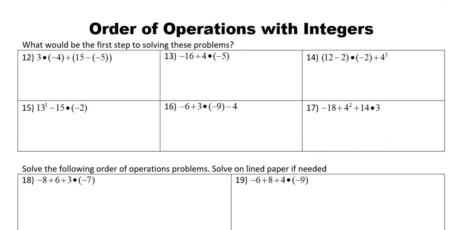All right. So 12 through 17, you're just circling what is the first step in solving these problems. I'll do number 12 with you. So number 12 has a grouping, so I have to do this grouping here first. So go ahead, take a pause, do the other 5 that are there, circle the first step.